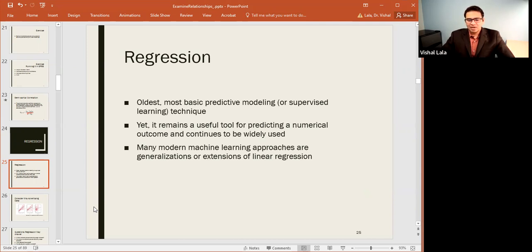So it's sort of like a cornerstone, a more basic technique on which many other techniques are standing.